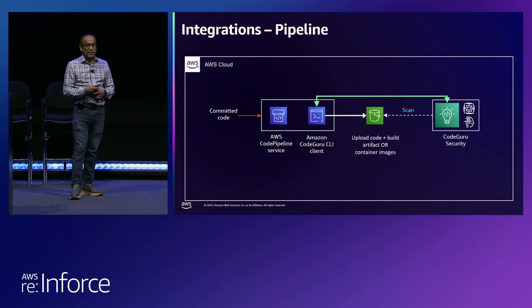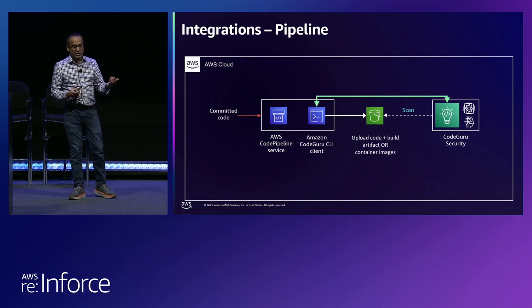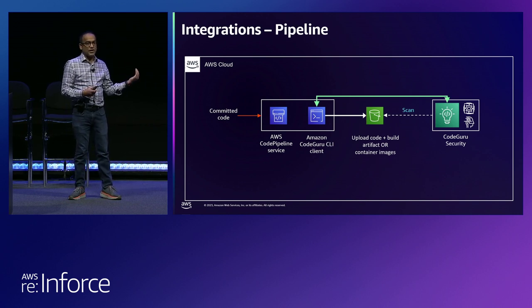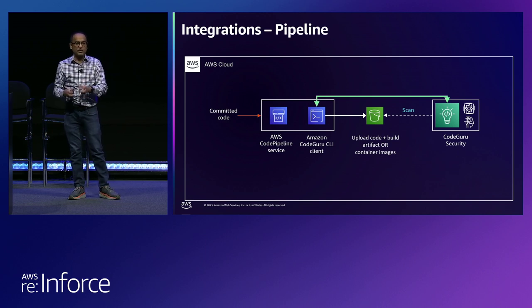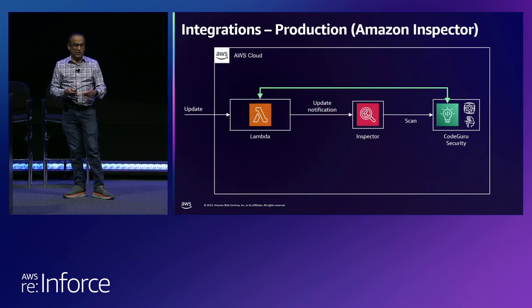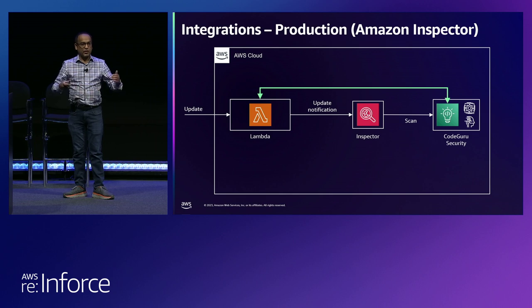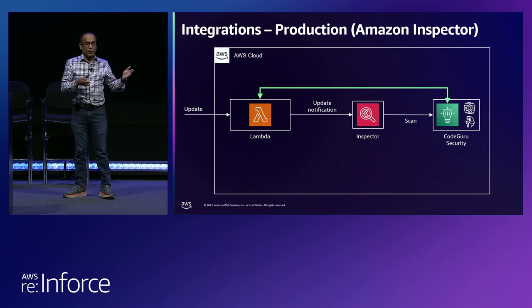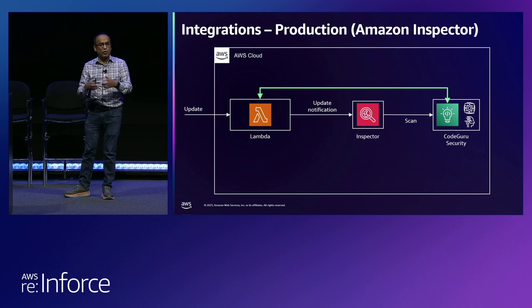Then of course I talked about the pipeline integrations. The way it works is, let's say code is committed to the mainline, it starts the build process, and at that time we get a notification, we get the code, we scan it, and you can then choose to either block the pipeline or just monitor the bugs in the pipeline. And I already talked about the Inspector integration, where you can scan things in production: whenever you update a Lambda, we automatically get a notification and we scan the Lambda code for any issues and tell you the production view of reality for security posture.